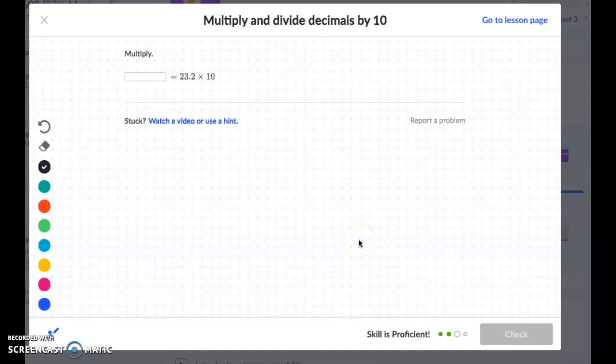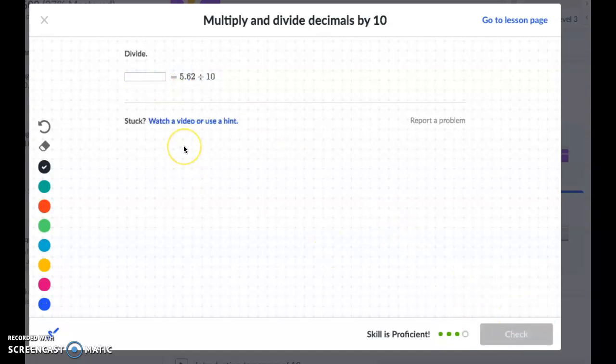23.2 times 10. Try this on your own. Hit pause and then hit play when you're ready to hear my answer. Okay, so again, 23.2 times 10 means I'm going to move it one place, and because it's multiplication, I'm going to the right because I'm making that number larger. So 232 is my answer.